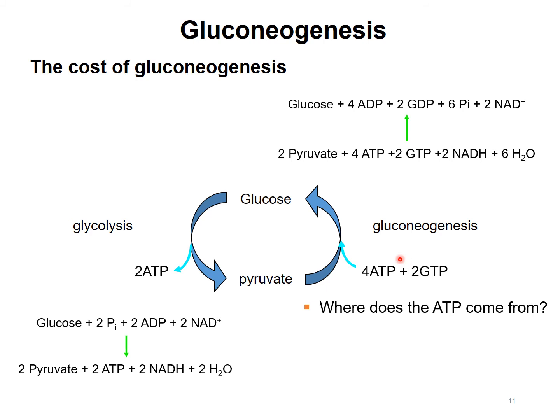But the question is, where do we get the ATP? Now think about this. When we're trying to synthesize a new glucose molecule, it means we are running out of sugars and carbohydrates. And therefore, this ATP must come from other alternate sources, such as the breakdown of lipids and the breakdown of amino acids. So we'll discuss this in our final 2 lectures in biochemistry.